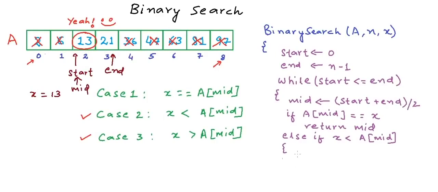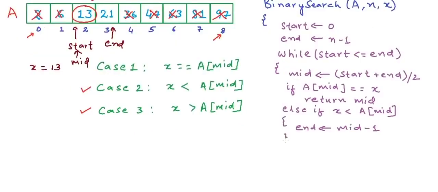So our end of the search space now becomes mid minus 1. And in the third condition, which will be x greater than the middle element, which will be the default condition after these two if and else if, we need to discard all the elements with index less than or equal to mid. So our start becomes mid plus 1. And if we exit this while loop without returning anything, then we return minus 1, which will mean that we were not able to find the element x in the array.